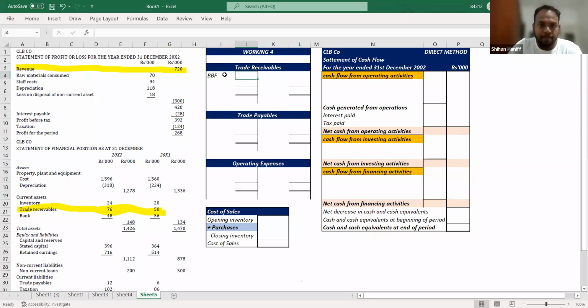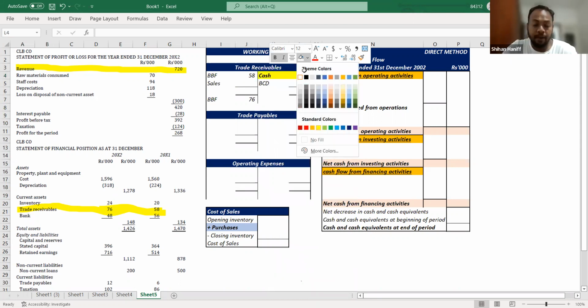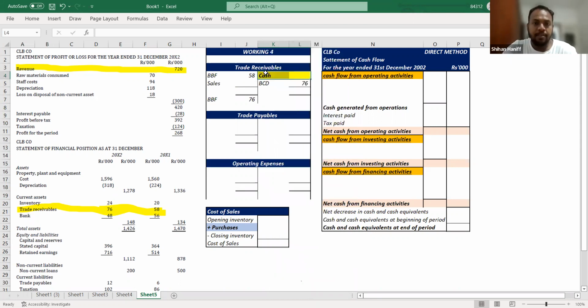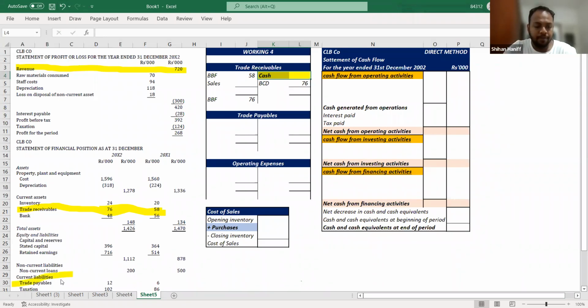Okay. Let's prepare this trade receivables account. Opening balance 58, closing balance 76, sales and cash. Identify the sales. Identify the cash received from debtors. Then you can prepare the trade payables.